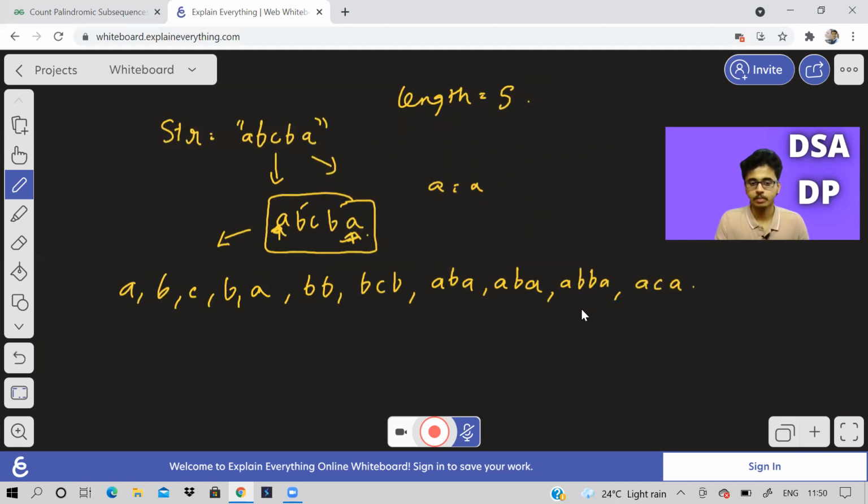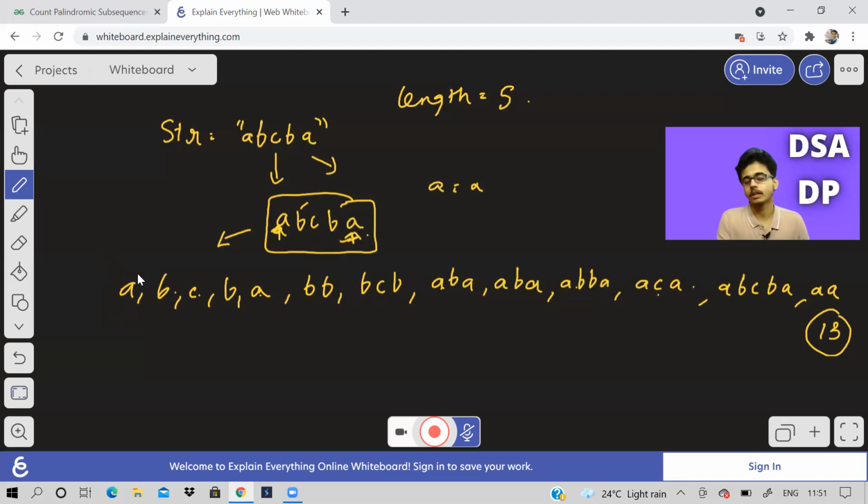Is there anything else possible? So how many we got? 1, 2, 3, 4, 5, 6, 7, 8, 9, 10, 11. So there must be some more. And obviously ABCB also possible. And what is the another one? Another one will be AA. I didn't write AA. So basically there are 13 subsequences.